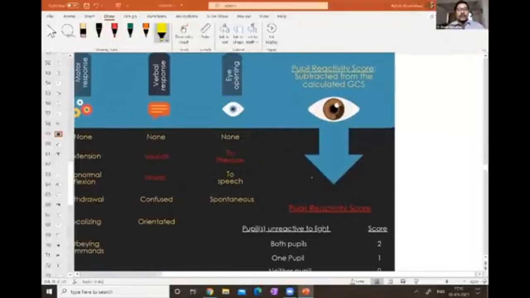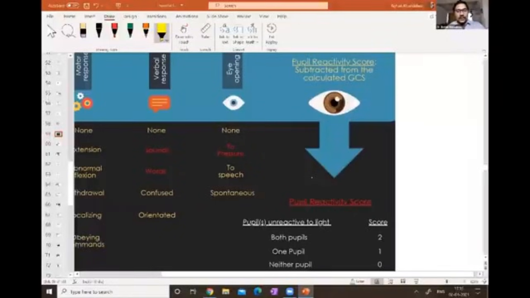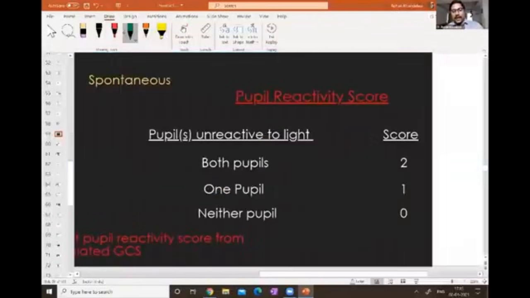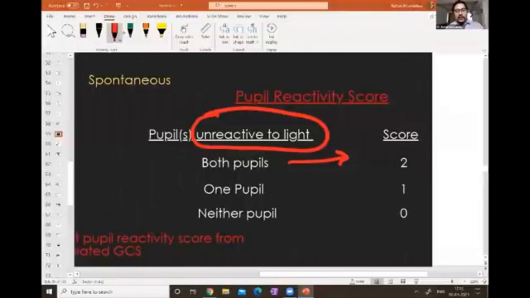One update is the GCS-P score. P score is the pupil reactivity score, and it is to be subtracted from GCS. If both the pupils are unreactive to light, then you will subtract 2 from the GCS. If one pupil is unreactive to light, you will subtract 1. If neither pupil is unreactive, subtract 0. This is an important update for your exam.